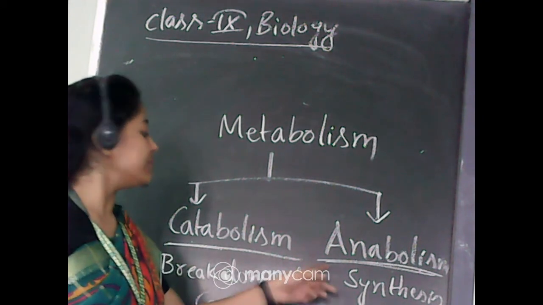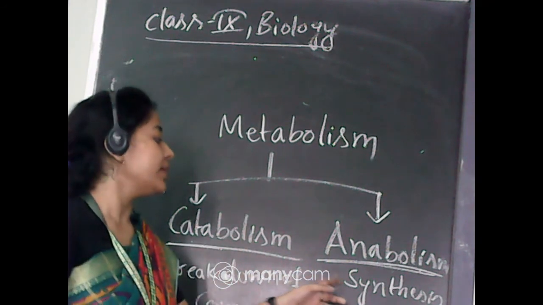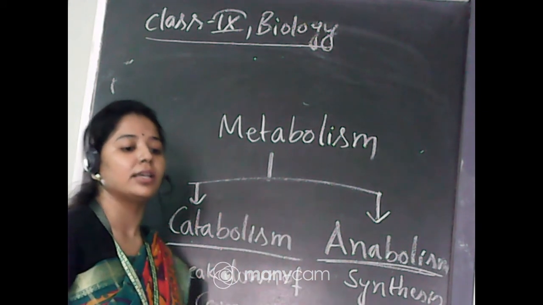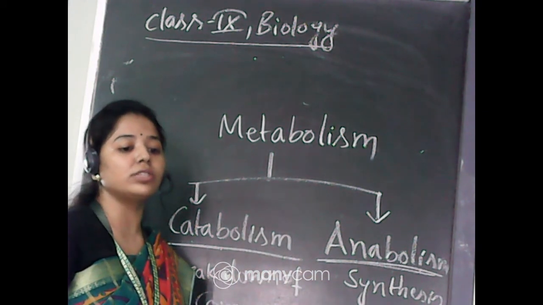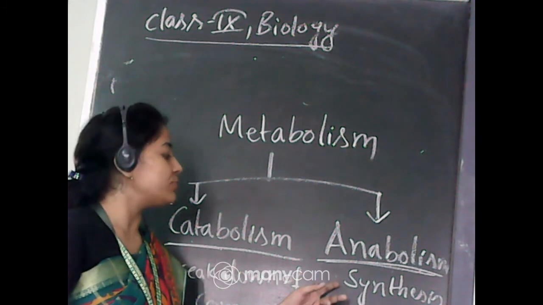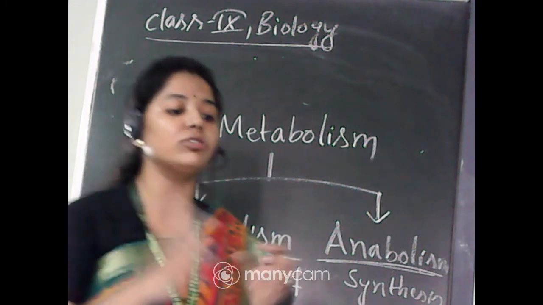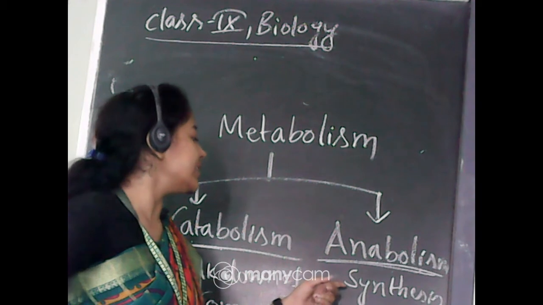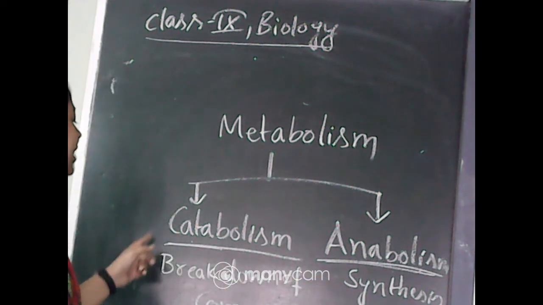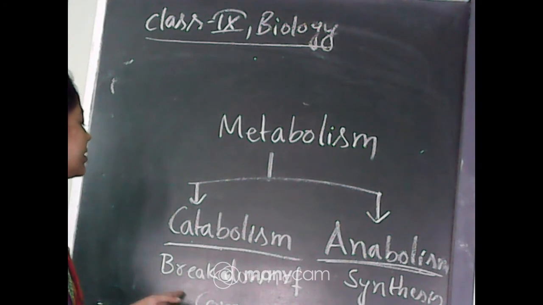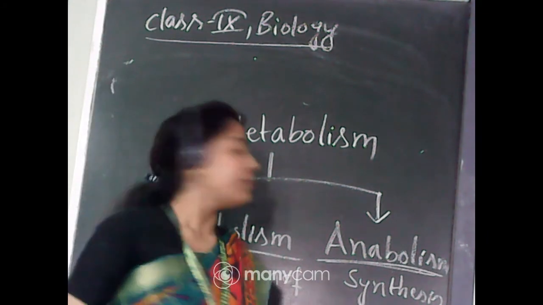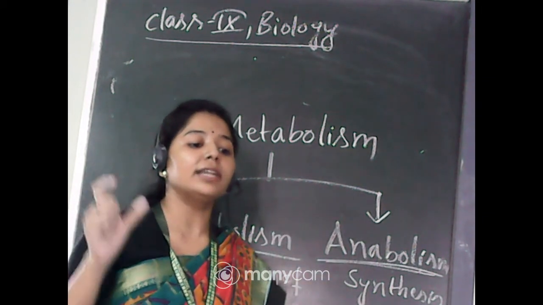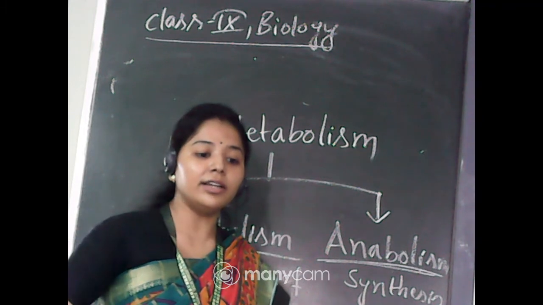Now in anabolism, just the opposite of catabolism occurs. Here synthesis of new compounds takes place, like the synthesis of proteins, vitamins, and some hormones. All small molecules get together to make a large compound. So this is the synthesis process. Catabolism, as it breaks down the compound, releases a lot of energy, but in anabolism smaller particles get together to form a new compound, which consumes a lot of energy. Understood, Jasmine?